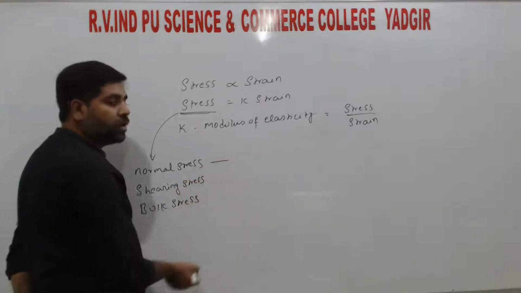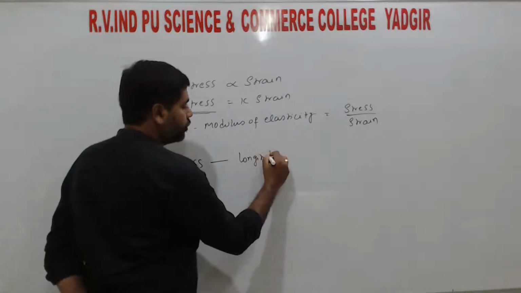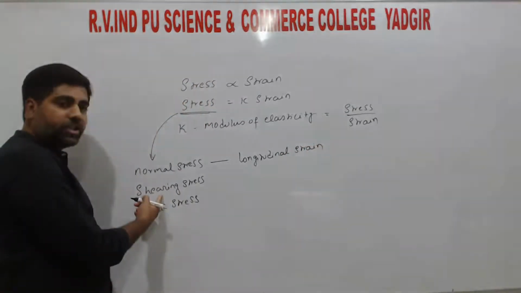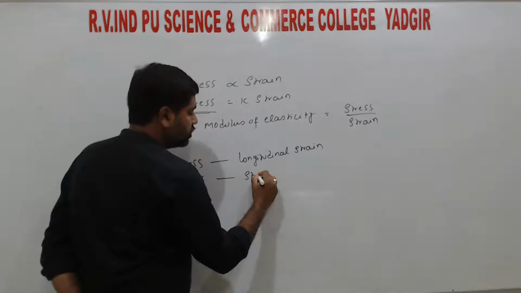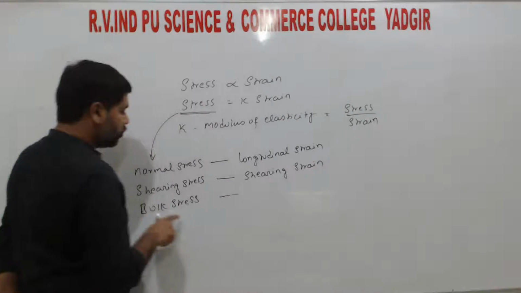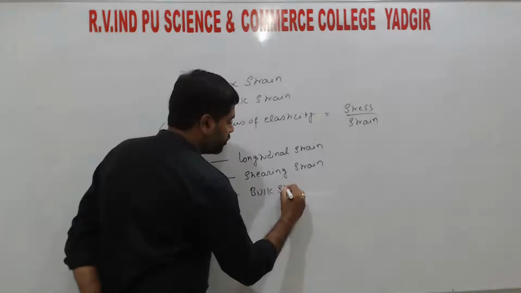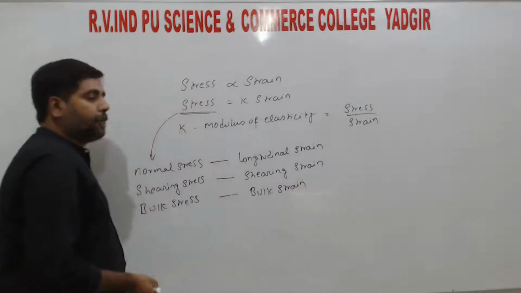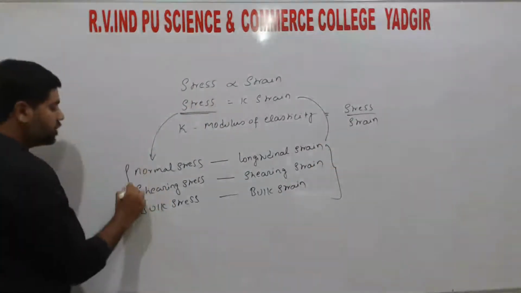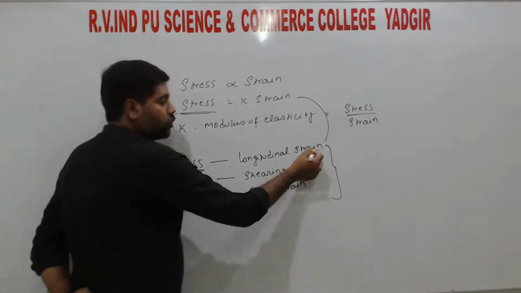Due to the normal stress, we get the strain that is the longitudinal strain. Due to the shearing stress, we get the shearing strain. Due to the bulk stress, we get the bulk strain, right? So these are the three types of strain, and these are the three types of stress. Now here we have the stress and its corresponding strain.